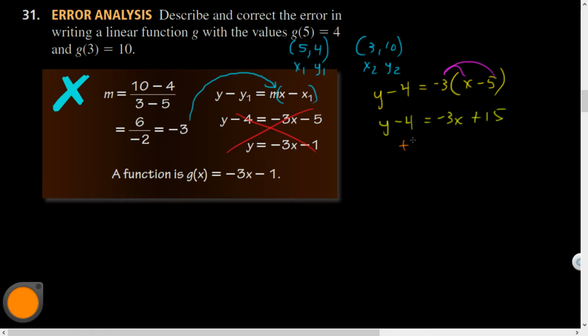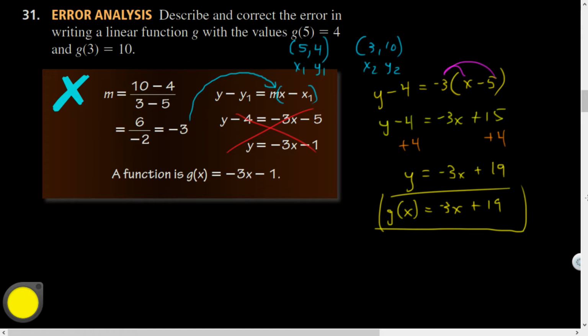I do have to put this in slope-intercept form first to solve for the output variable. So y equals -3x plus 19, and so I could call that g of x equals -3x plus 19. Their error was they used the wrong formula. That was a non-existent form, it doesn't represent anything. It is linear, but it is not going to represent the line that they were shooting for.